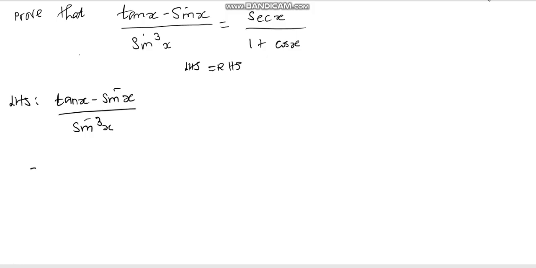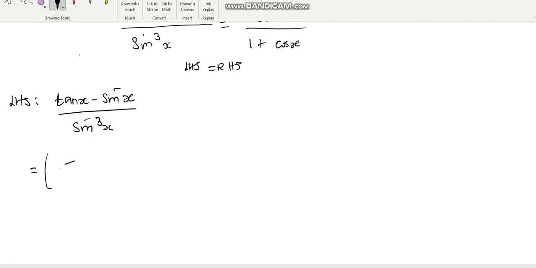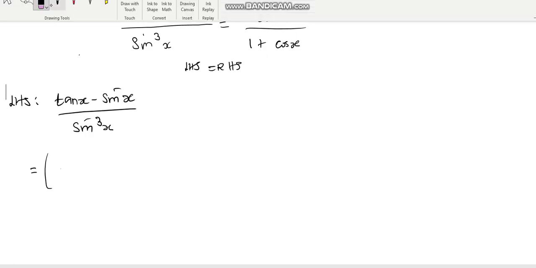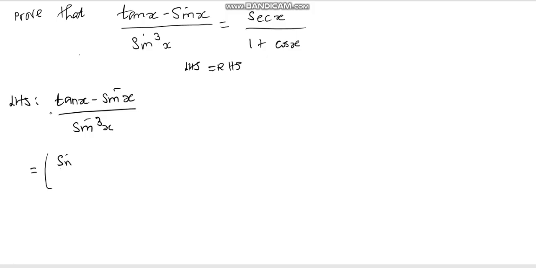Okay, so here we have sin x divided by cos x minus sin x. This is the numerator here. Then everything we divide by sin³x like this.